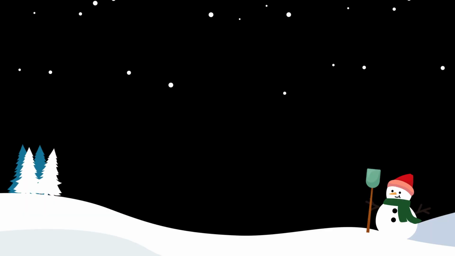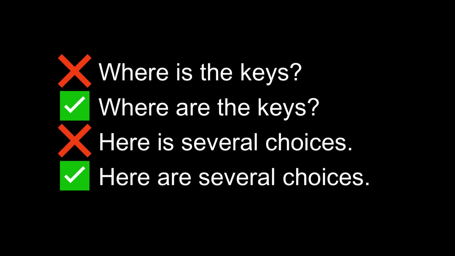Subject-verb agreement in inverted sentences. Another area where agreement errors frequently occur is when the subject comes after the verb, which happens in questions and in sentences with adverbs like here and there, as well as negative indicating words. For example, where is the keys? Incorrect because the keys is the subject. Where are the keys? Plural subject keys needs plural verb are.